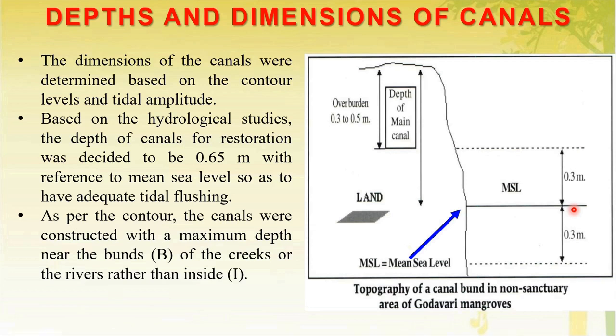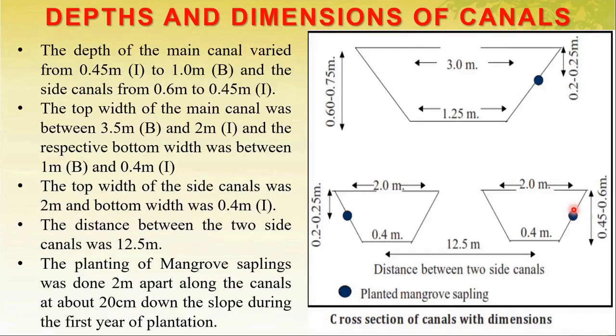From here, we used capital B to denote the area near the banks of the creek or river, and I denoted the inside of degraded mangroves. The depth of the main canal varied from 45 centimeter inside to 1 meter at the bank, and the side canals from 60 centimeter to 45 centimeter.